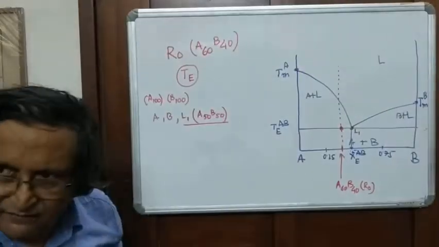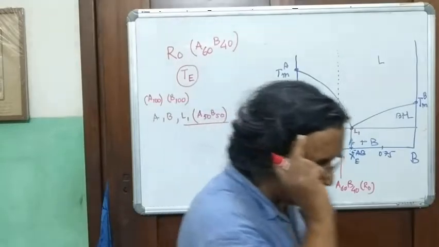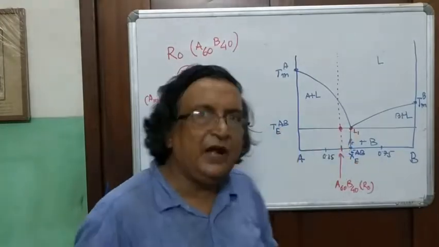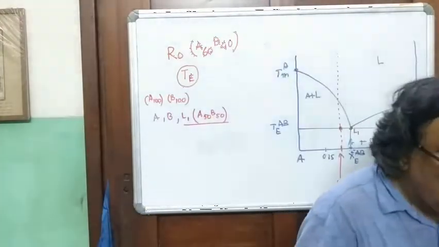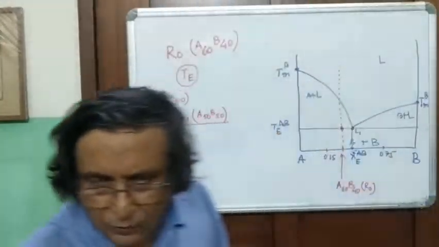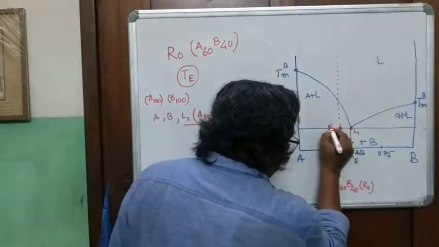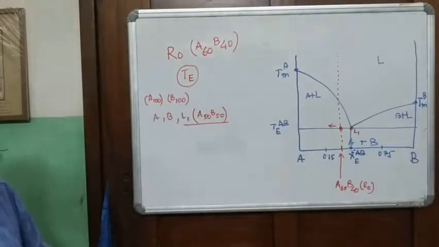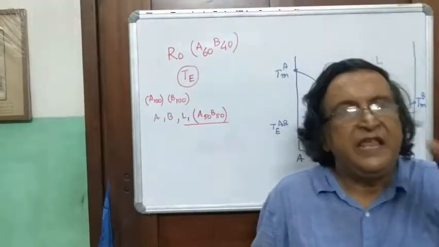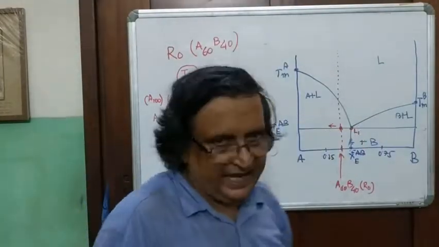So what will be the composition of the solid? Mark my words. What will be the composition of the solid in equilibrium with L1? We know that it contains pure A and pure B, but in what proportion now? We also know the solid will move in this direction. But what will be the composition? What will be the proportion of A and B that will define the solid S1 in equilibrium with L1?